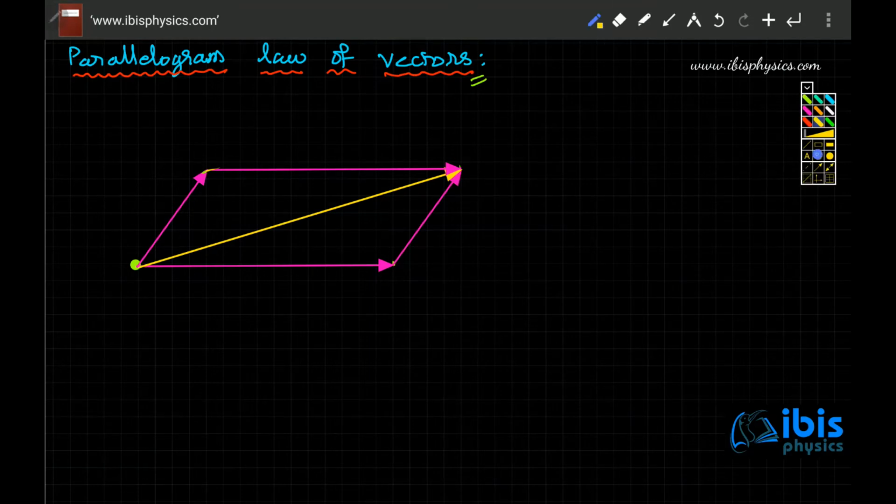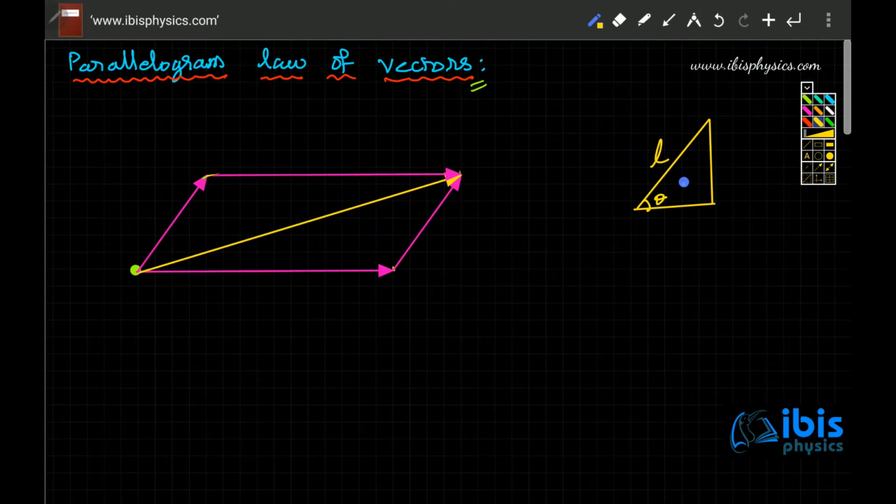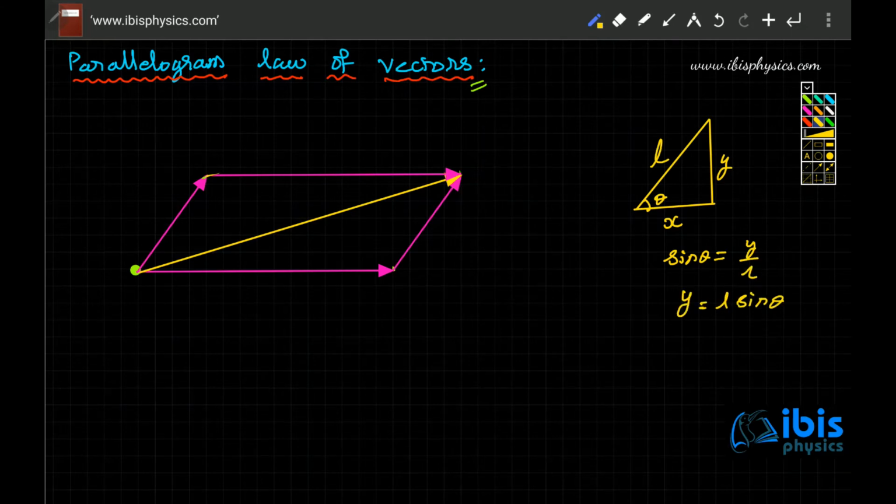You know one simple thing about this. Suppose you have a right angle triangle, and in that right angle triangle, this angle is theta, the length of the hypotenuse is L, this side, let's say, y, and this side, let's say, x. If you know only theta and L, you know that sine theta equals y by L and y equals L sine theta, and cos theta equals x by L and x equals L cos theta.